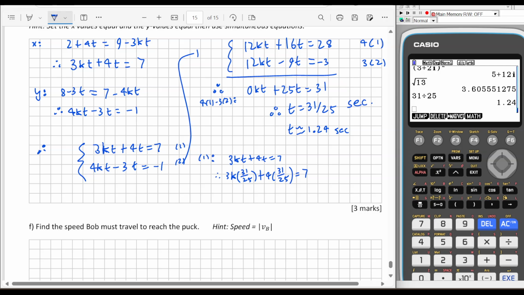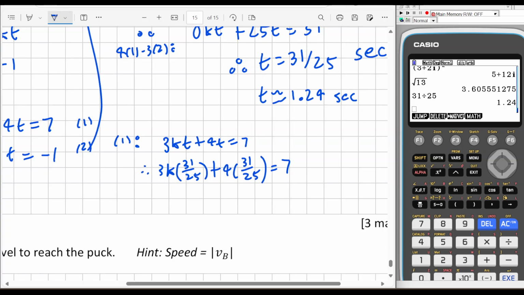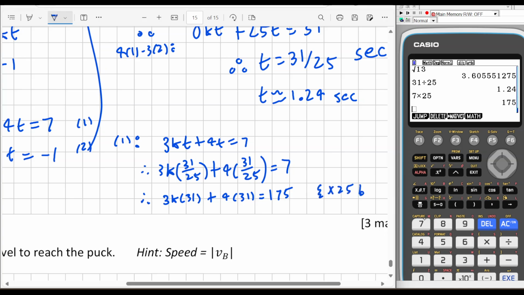So we can solve this. I'm actually going to show you a really cool strategy with this. So I've got divide by 25s everywhere. I can actually just times the whole thing by 25. So 3k and 31 plus 4 lots of 31 equals whatever 7 times 25 is, 175. And notice that I'm not dealing with fractions anymore. So this is times by 25 to both sides. 3 and 31 give you 93k, plus 4 and 31 give you 124, equals 175.